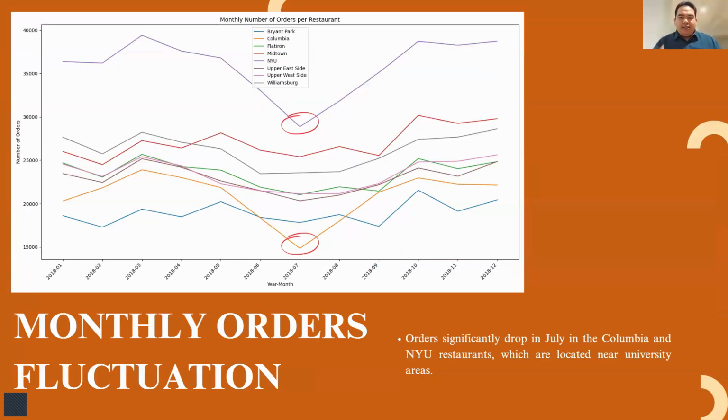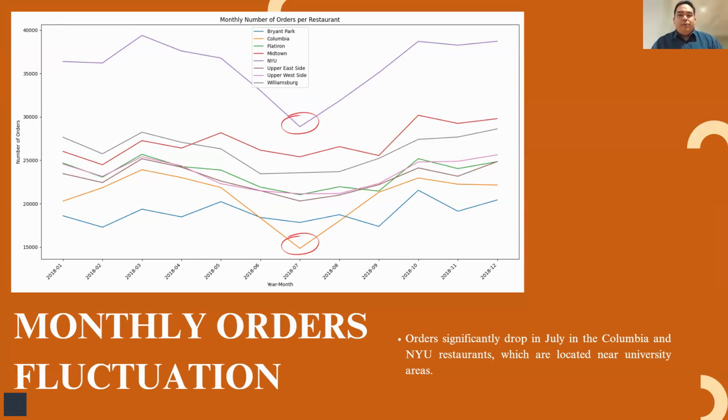Okay, thank you, Najar. Now let's dig deeper into the monthly order fluctuation in each restaurant from these line charts. It shows that orders significantly dropped in July, specifically in the Columbia and NYU restaurants, which are located near university areas. This is likely due to the summer holidays on campus.